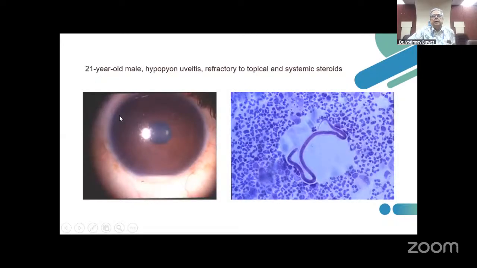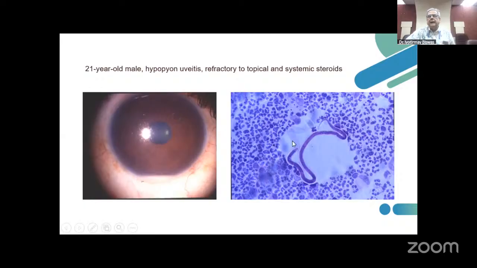This is a case, a 20-year-old male, with hypopyon and uveitis, refractory to topical and systemic steroids. I didn't know what to do about this case. I was not sure what the diagnosis was. An adult male with hypopyon not responding. I asked Dr. Badrinath. He said, go ahead and do a tap. I did a tap and sent it to the pathology laboratory. The laboratory technician called me, saying, sir, please come. And I saw that one.